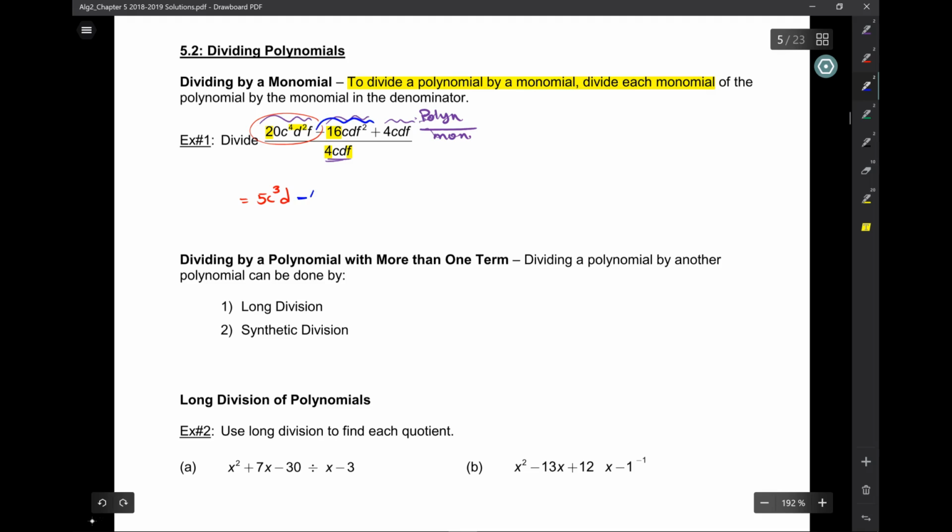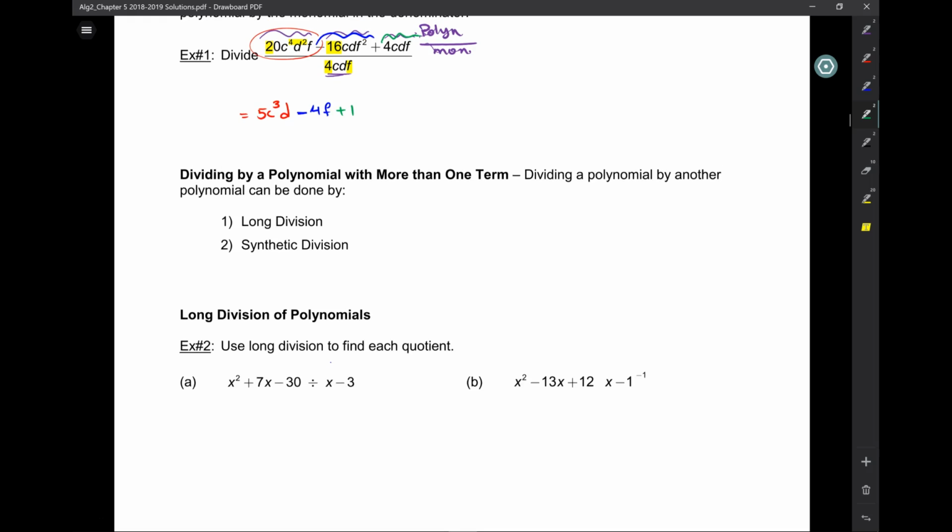16 over 4 gives you a 4. So 4, and then the c's cancel, the d's cancel, and it's just an f. And then finally, the last one, the 4's cancel, so do the c, d, f, but what do we have in their place? 1. Plus 1. So that's the final answer. Remember that when everything cancels, it's a plus 1 or a minus 1.